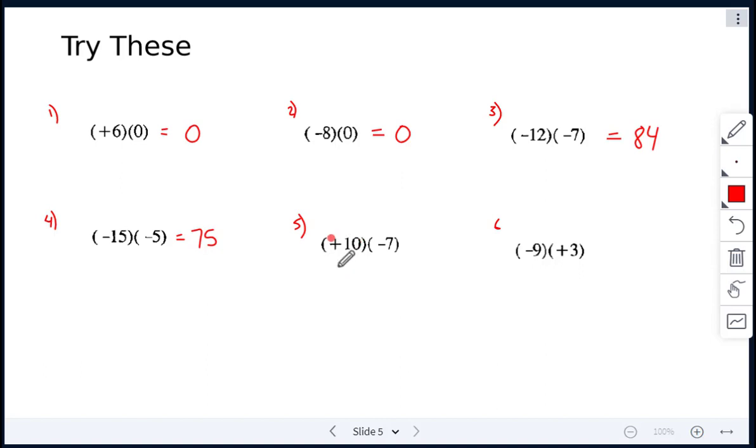Here we have a positive multiplied by a negative. So our answer will be negative 70. And the last one here, we have negative 9 multiplied by a positive 3. So our answer is a negative. So negative 27.